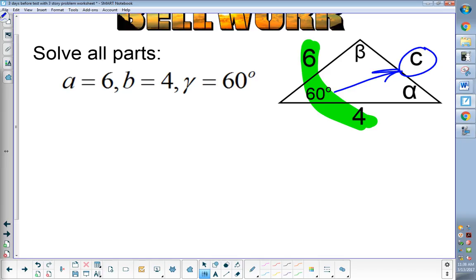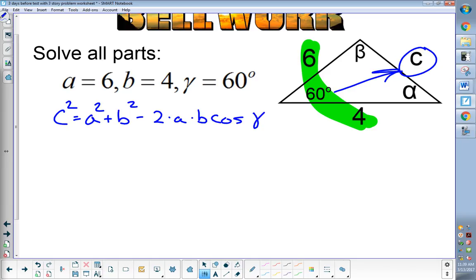No. Just because I drew it like that doesn't mean it has to be equilateral. If all the angles were 60, you're correct. So we are doing law of cosines. We're using these formulas. We're using this corner to solve for C. So technically I'm using that bottom formula up there. C squared equals A squared plus B squared minus 2 times A times B times cosine of 60, or in this case of gamma.